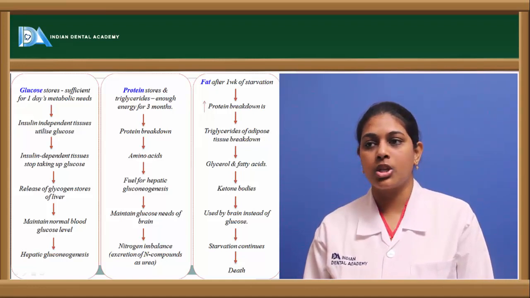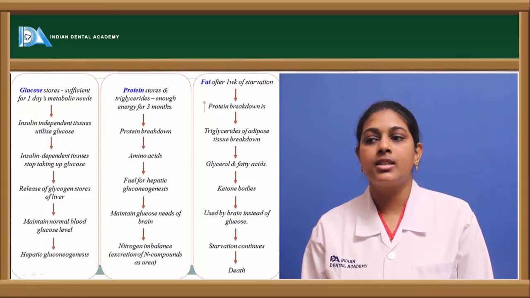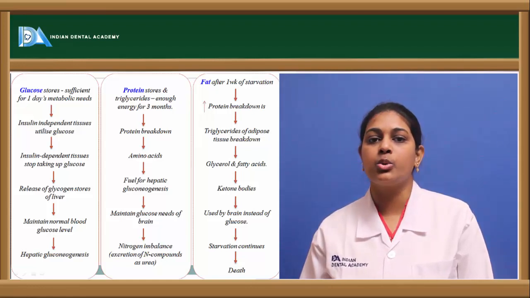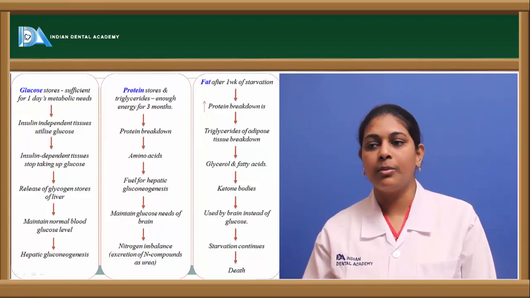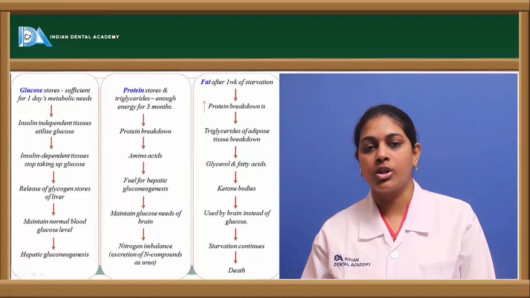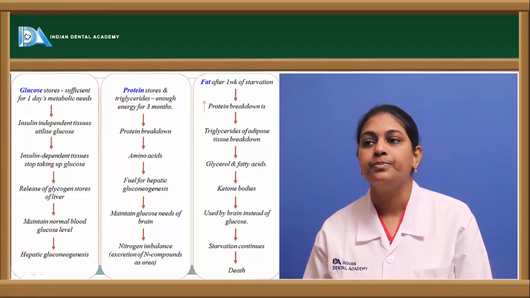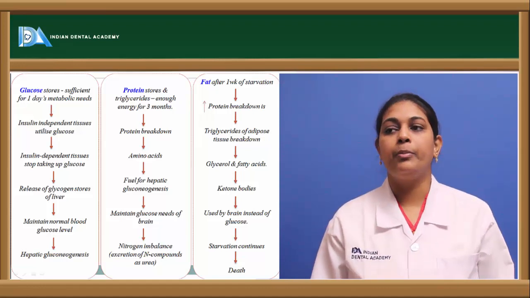That is, this glycogen which is being preserved in the liver starts being released to the tissues which require the presence of glucose, and by this there is normal maintenance of the blood glucose level. This normal maintenance of the blood glucose level is followed by hepatic gluconeogenesis, that is utilization of the glycogen from the liver, and this is followed by protein stores.